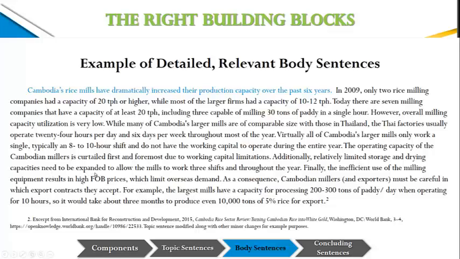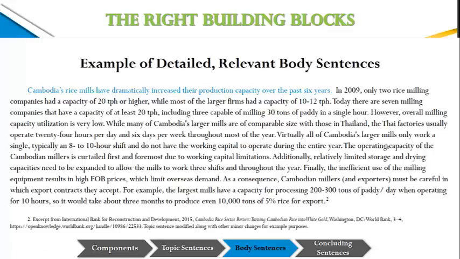"Additionally, relatively limited storage and drying capacities need to be extended." So instead of saying that the factories need to be bigger, they specifically mentioned the storage and drying capacities, and that would allow 3 shifts. So there's, again, very specific information in each of these sentences. That's the kind of data that you want to provide if you're not going to use numbers, so specific examples.